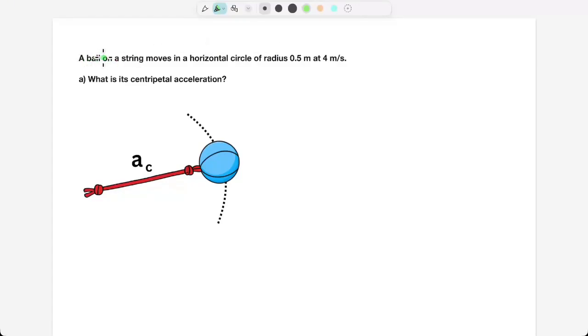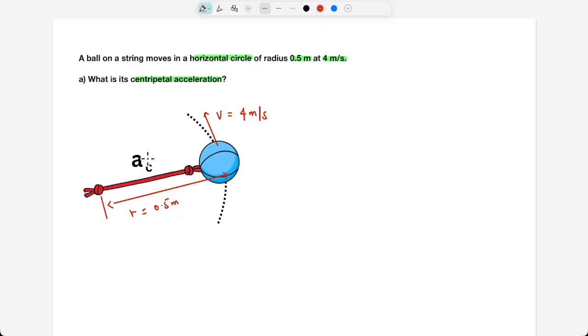We have a ball on a string that moves in a horizontal circle of radius 0.5 meters at 4 meters per second. What is the centripetal acceleration? So from the center of the circle, that is from this point, we can define the radius all the way to the center of this ball as 0.5 meters. And it also has some tangential velocity, which is tangential to this circular path. This velocity is given to us as 4 meters per second, and we are to calculate the centripetal acceleration of this ball.